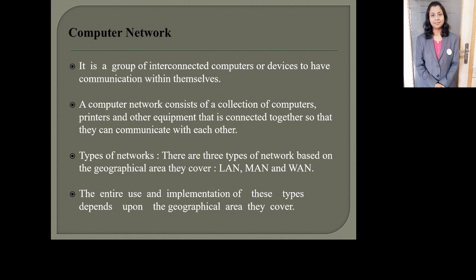Next are the types of networks. What are the three types of networks based on geographical area? They are LAN, MAN, and WAN. The use and implementation of these types depends upon the geographical area they cover, so they are categorized on the basis of the geographical area they cover.